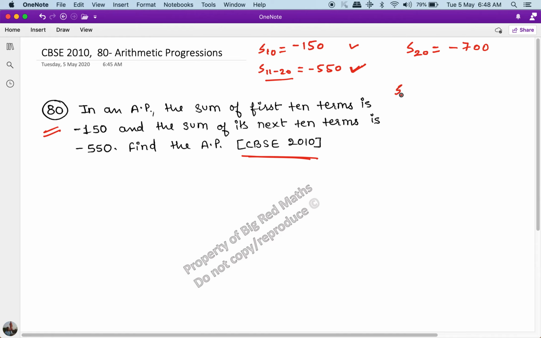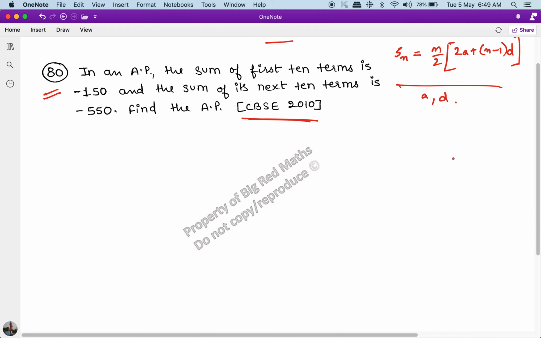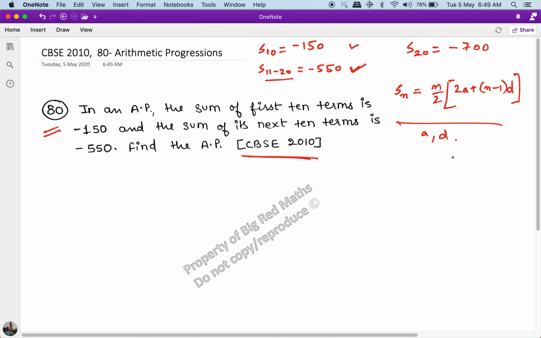And remember, the sum of the first n terms, S of n, is equal to n by 2 into 2a plus n minus 1 multiplied by d. This is the formula that will give us two equations in a and d, and solving those two equations we'll get our final answer. To define the AP we need the value of a and d, and solving these two equations, S of 10 and S of 20, we will get the value of a and d.